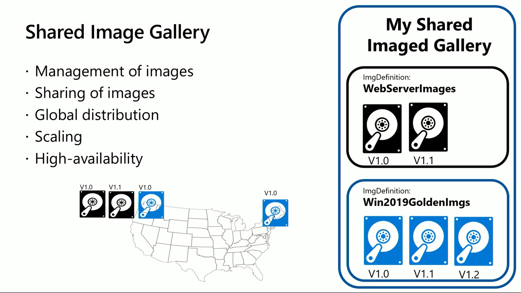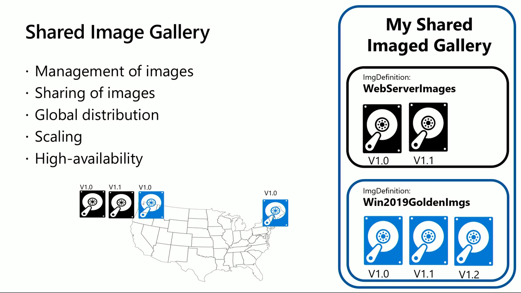Now, the beauty with the shared image gallery is that for an image version, you can replicate it to any public region in Azure with a single API call. So you don't need to do any blob copies. You just do an API call and say, right, I want to get this image version and I want it replicated to my production regions, and it just gets handled in the background. You don't have to worry about anything else that goes on underneath it.